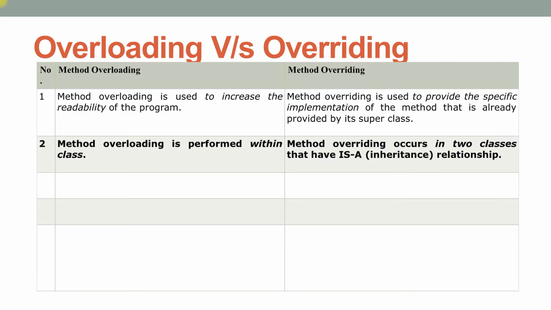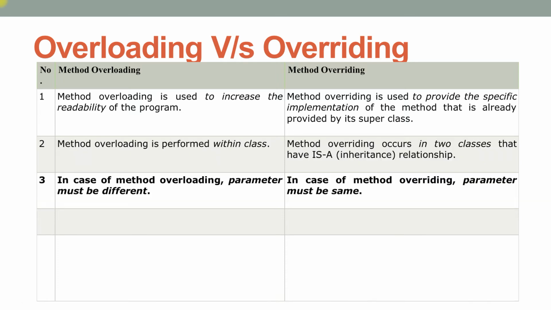The next point, method overloading is performed within the class. You can add any number of functions with the same name in the same class. But method overriding works with inheritance. So method overriding occurs in two classes that have an IS-A relationship. That should be an inheritance relationship.